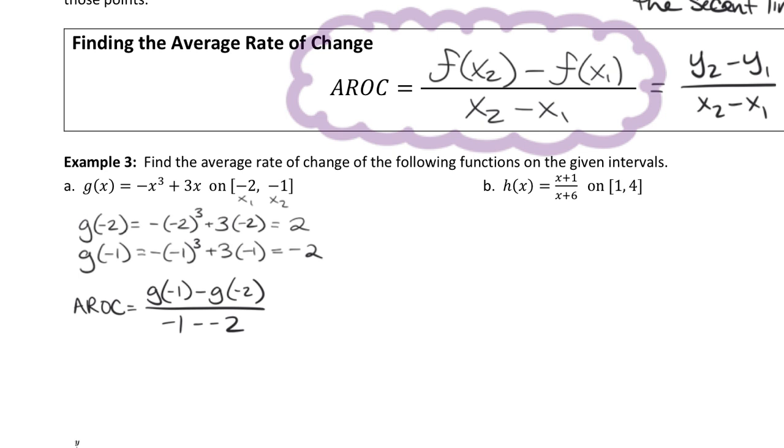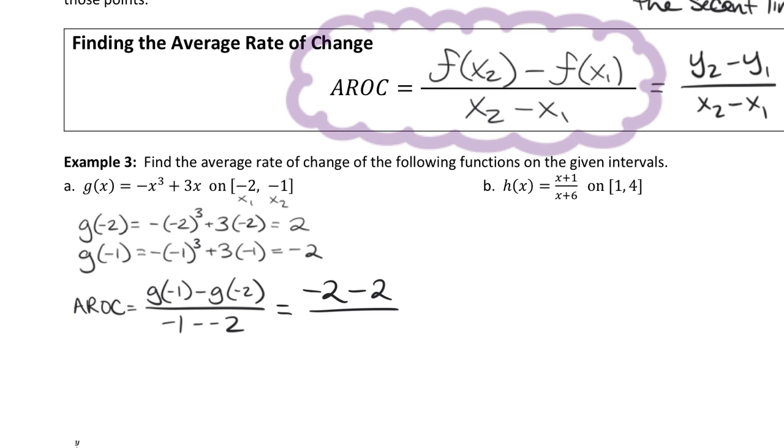So we substituted in then the two values from the interval, x2 where the x2 goes, x1 where the x1 goes. And here's what's nice. You already computed what g of -1 is. Based on what you wrote up here, what is g of -1? -2. And what is g of -2? 2. So our numerator should say -2 minus 2.